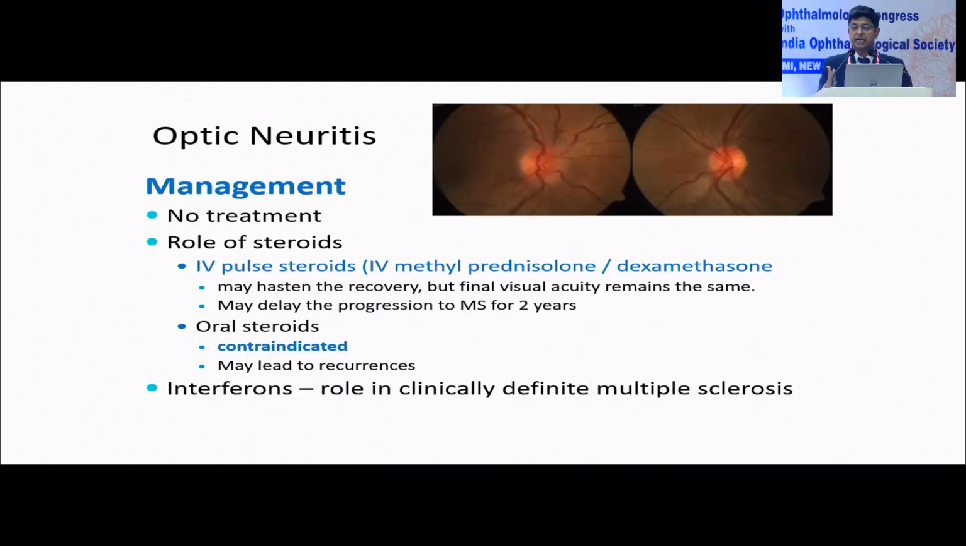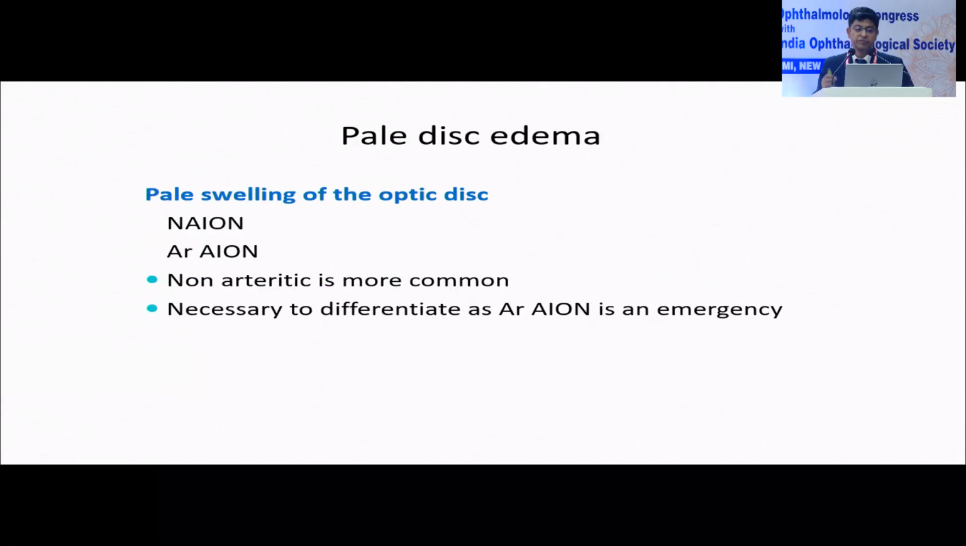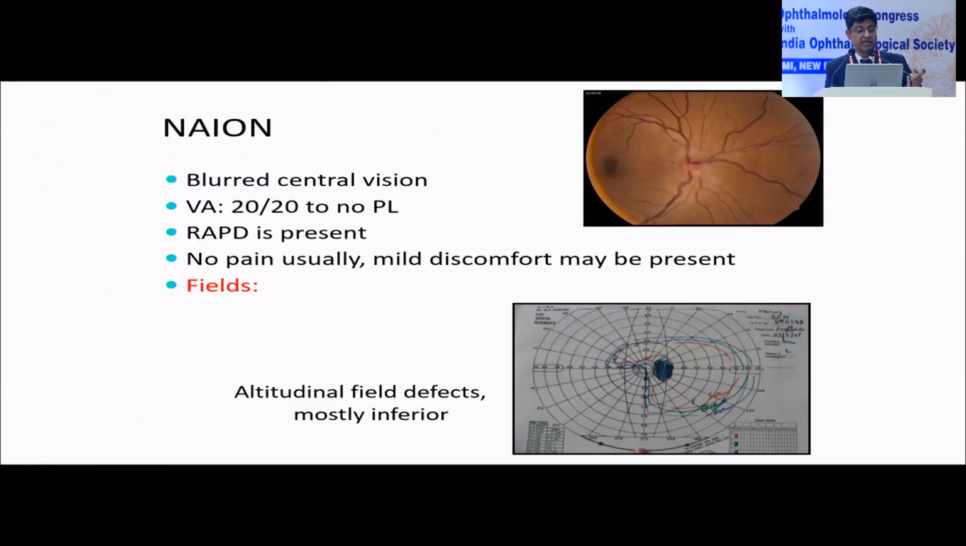And of course, if there's an atypical presentation, you must think of getting serology for NMO and MOG, availability of course being a challenge in India. When it's ischemic, you think of NAION or arteritic. It's important to distinguish or identify arteritic very, very quickly, because it's almost like an emergency. You need to treat very, very fast.